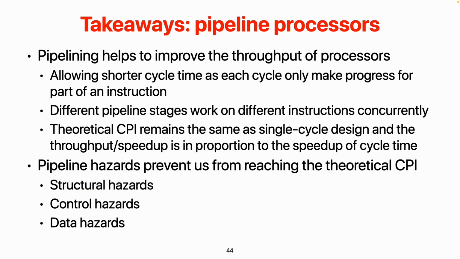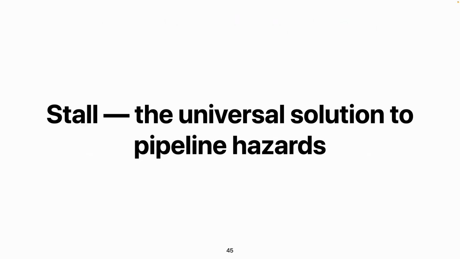All right. Okay, so the second takeaway from this lecture is that we have 3 types of pipeline hazards preventing us from reaching the theoretical CPIs. They are structural hazard, control hazard, and data hazard. So what do we do if we meet a pipeline hazard? The universal solution that will solve all the issues is just stall, just wait, right?